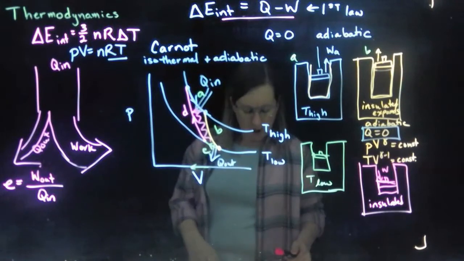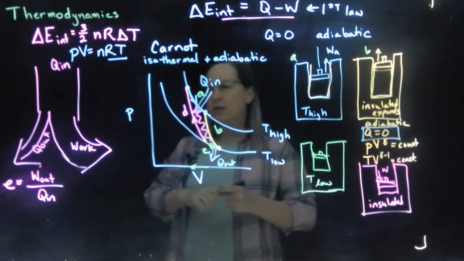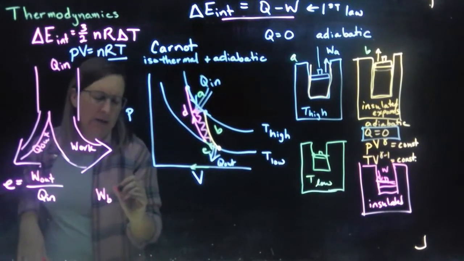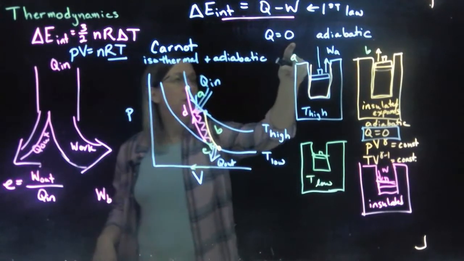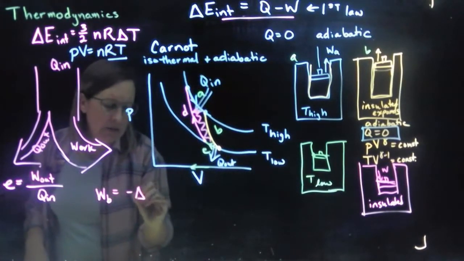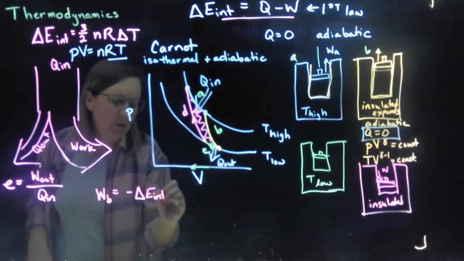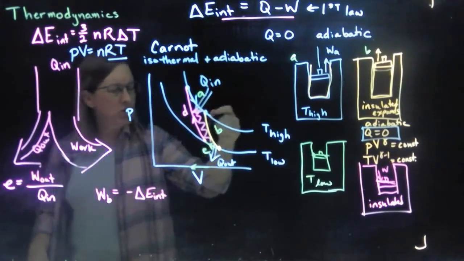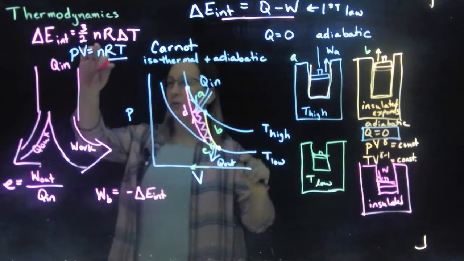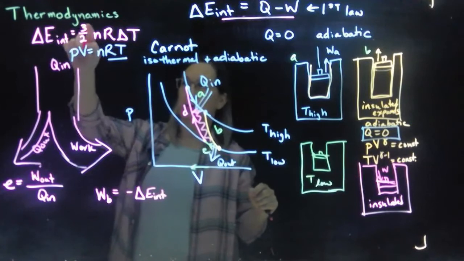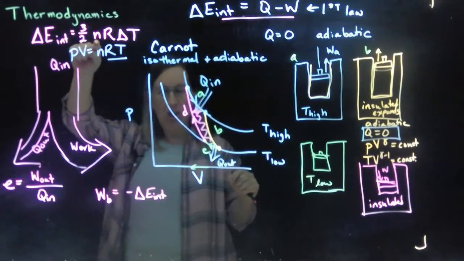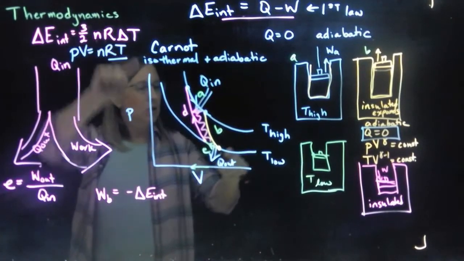And then when we look at the work, notice that for B, it's an adiabatic process. Q is equal to 0. So that means the work is equal to minus the change in internal energy for B. The change in internal energy for B is related to this temperature difference. For monatomic, it's 3/2 nRΔT, whatever the gas is. We haven't changed the number of moles, and R is a constant.